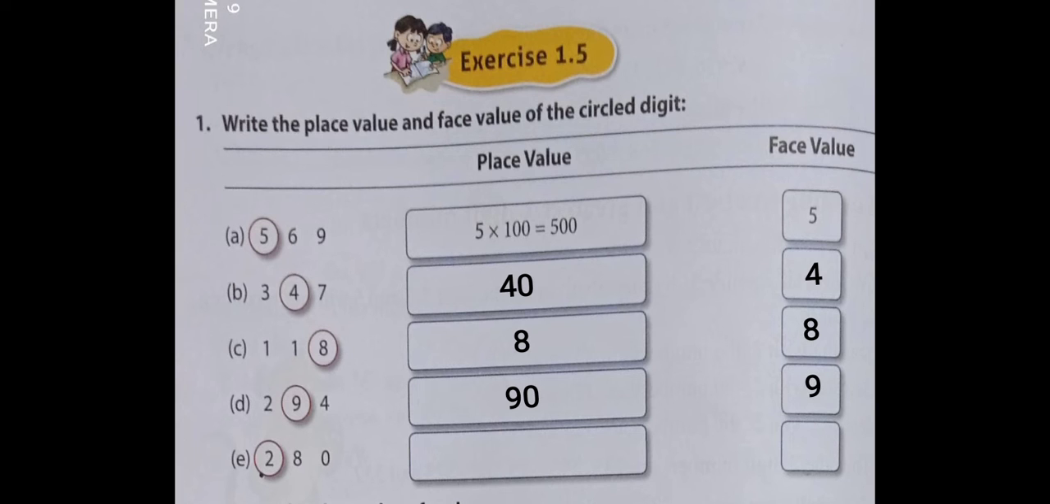E part is 280. Now 2 is circled, so you will find out the place value of 2, that is 200. This is the place value of 2. Face value will be the digit itself, that is 2. So you will complete one number question.